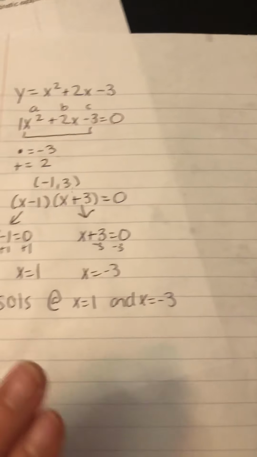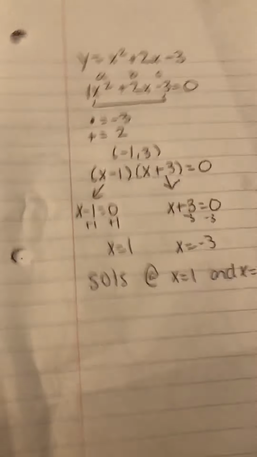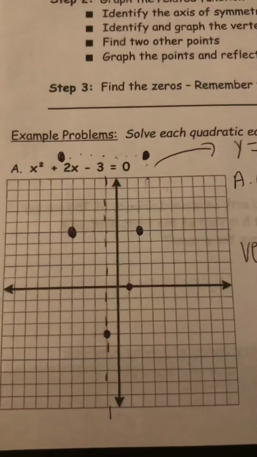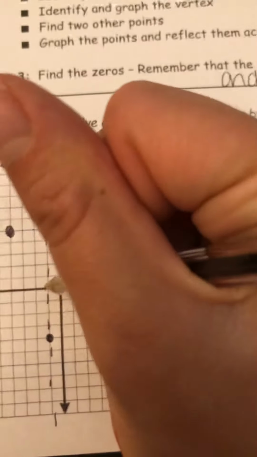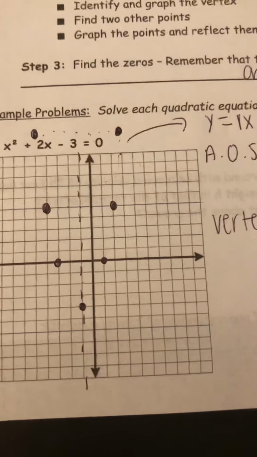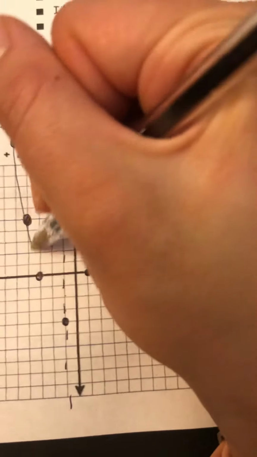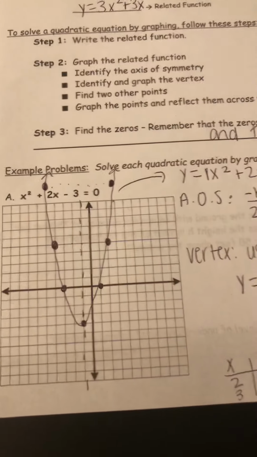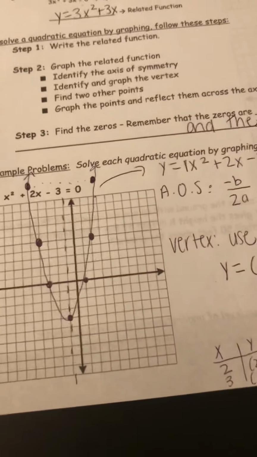So what I need to do now is plot these points. I have a solution at x equals 1, so at the 1, I plot that point. And then -3. You'll notice that they actually mirror each other as well. And now I just got to connect everything. So in this case, we had two solutions, at -3 and +1. When you're all ready, feel free to flip it over.